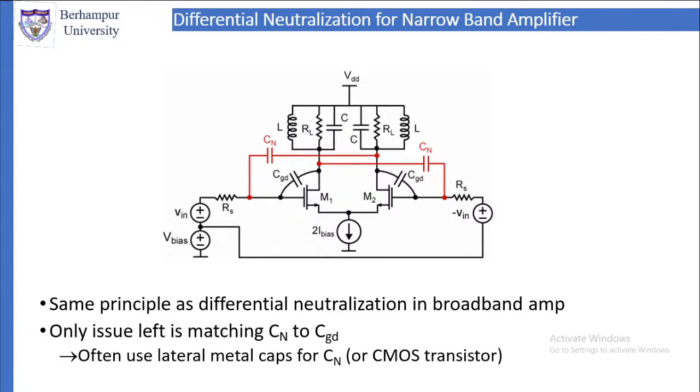Mostly you will use a CMOS transistor for Cn, or you can use a lateral metal capacitor. These are the two things that we can use. Mostly preferred is the CMOS transistor, because lateral metal capacitors may have resistance, so a resistor will come into play. To avoid that, the CMOS transistor is the best choice.